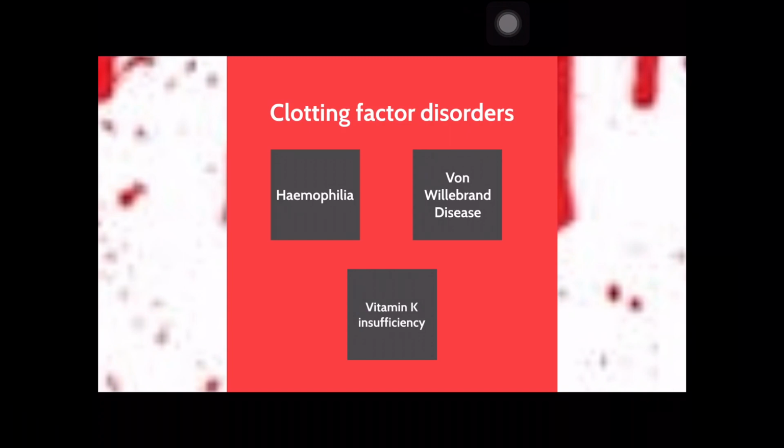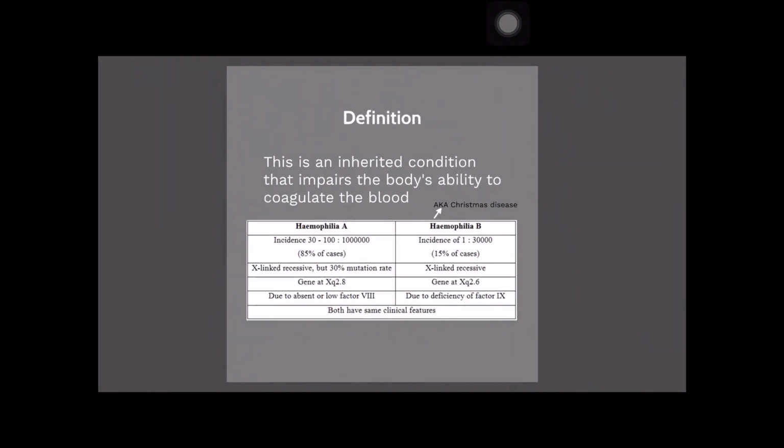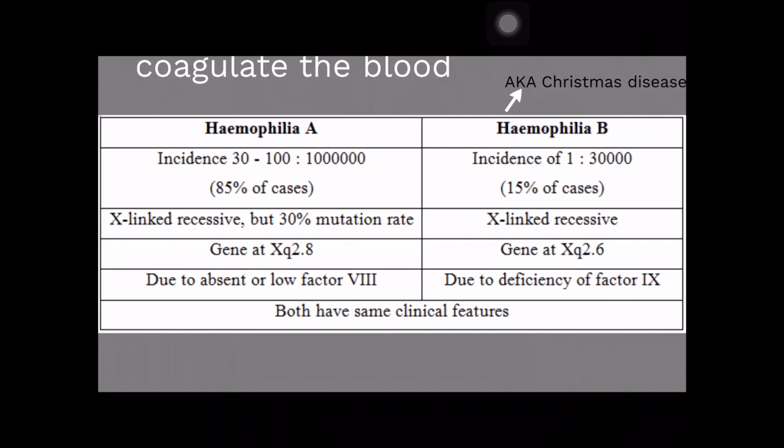Examples of clotting factor disorders are hemophilia, von Willebrand disease, and vitamin K insufficiency. Hemophilia is the commonest severe inherited coagulation disorder that impairs the body's ability to coagulate the blood. Hemophilia itself is classified into hemophilia A and hemophilia B.